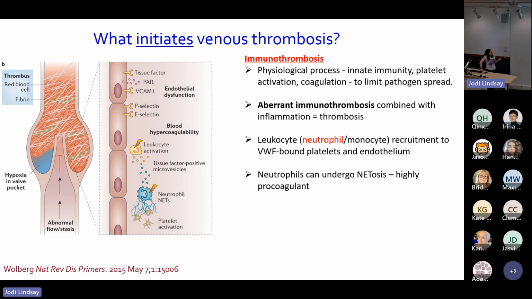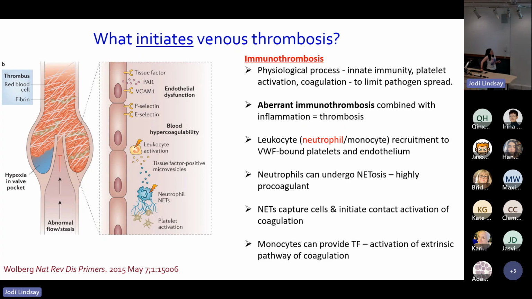So in DVT, leukocytes play a crucial role, and they get recruited to the VWF-bound platelet and the endothelium. Neutrophils are full of granules, and once they get activated, they release those granules. For example, elastase can inactivate the natural anticoagulant TFPI, so that creates a procoagulant environment. And they also undergo NETosis, the formation of neutrophil extracellular traps that are highly procoagulant.